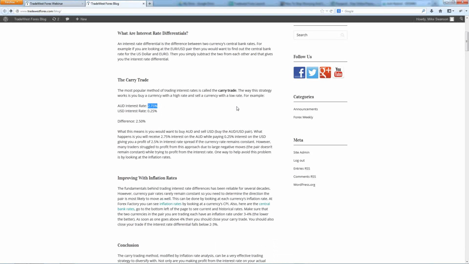They're at 0, but I just kept it easy with a commonly traded pair, Australia dollar here, and the dollar is at a quarter. So the difference between the two is 2.5%. In that case, what would you want to do here? You would want to buy the currency with the highest rate and borrow or sell the currency with the lowest rate. And what that does is it makes it so your position earns the difference of 2.5%.